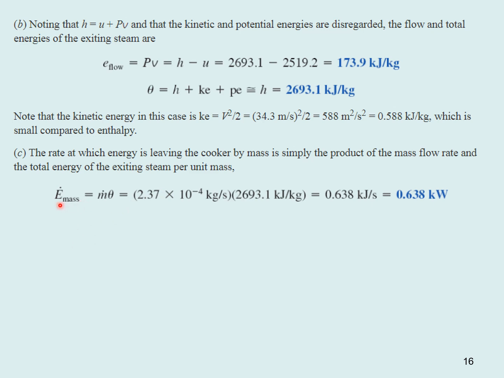We can find the rate at which energy is leaving the cooker. This is just E dot, which is m dot times theta. M dot we found, and then we can multiply that by theta, which we found here, to find 0.638 kilojoules per second. And a kilojoule per second, that's a kilowatt. So our answer is 0.638 kilowatts.